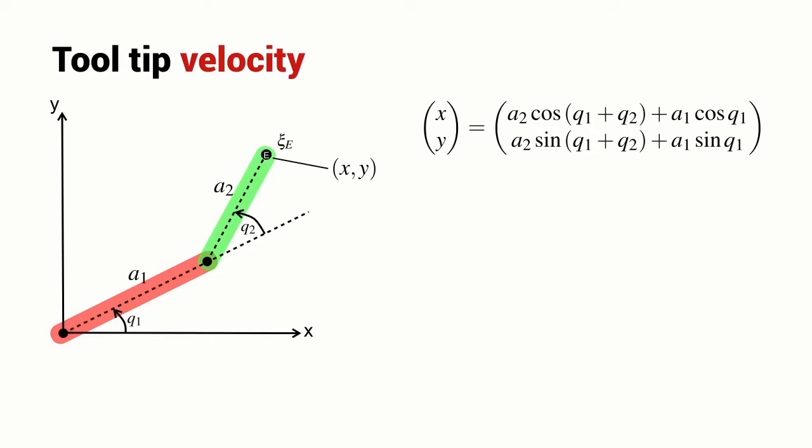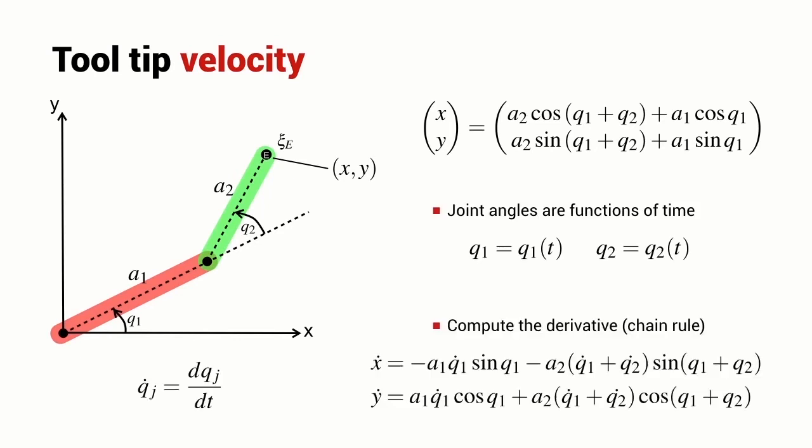And we showed in the previous lecture about forward kinematics how we can write an expression for the x and y coordinate for the robot end effector. That is the robot's end effector pose in 2 dimensions. Now if we consider that the joint angles are a function of time, then we can compute the derivative of x and y with respect to time.